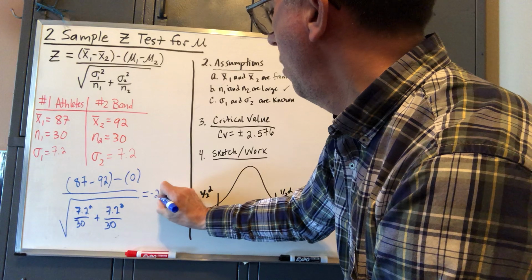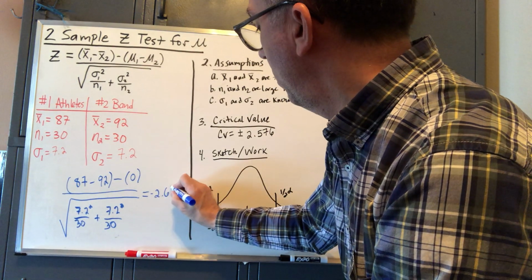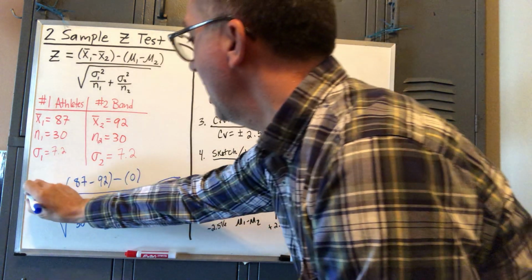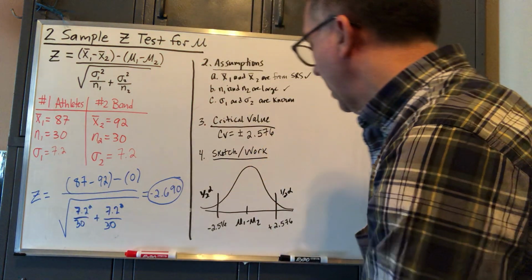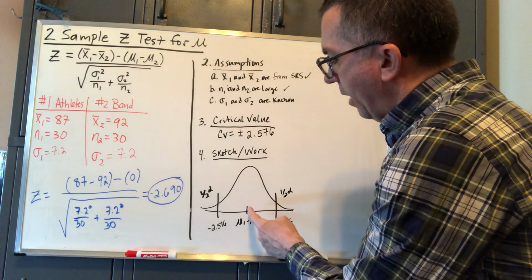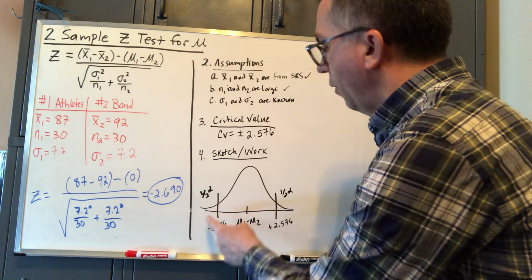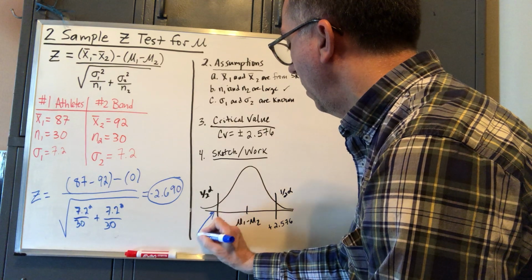And when I do that calculation, I get a negative 2.690. That's my Z test statistic. So where does that land? Let's see, if 0 is always the center in a standard normal distribution, here's negative 2.576. Oh, we're a little bit farther. We're farther left of that. So Z must be right there.